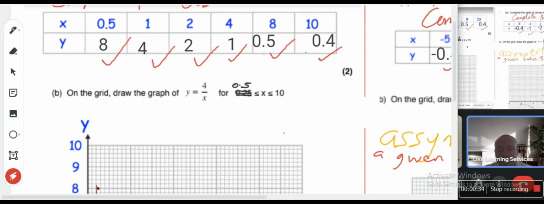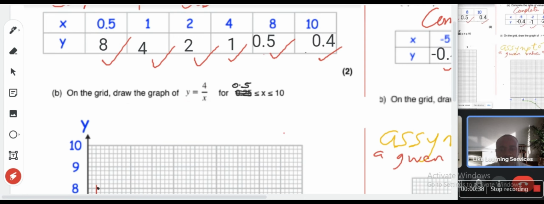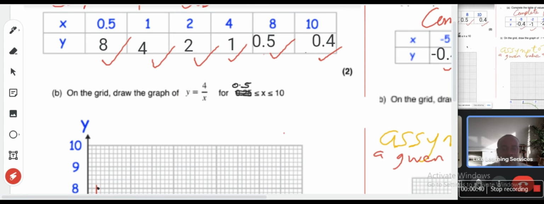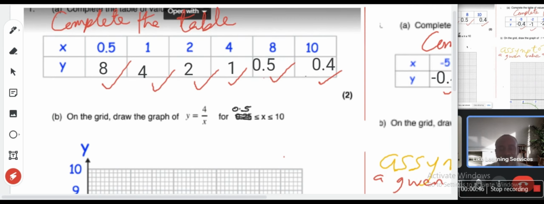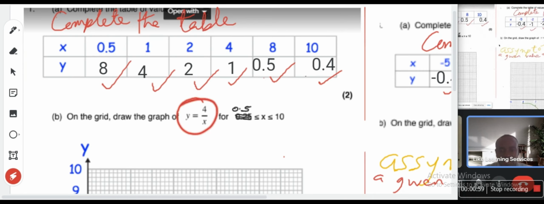This first question says, on the grid, draw the graph of y equal to 4 over x for 0.5 less than or equal to x less than or equal to 10. Basically, it's asking you to find tables of values of x and y from 0.5 to 10. So you just use substitution.